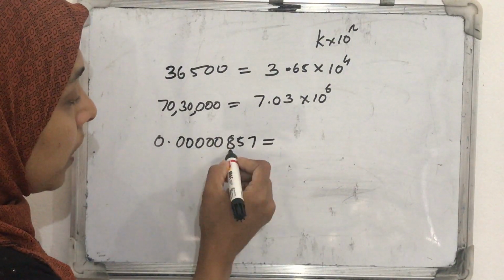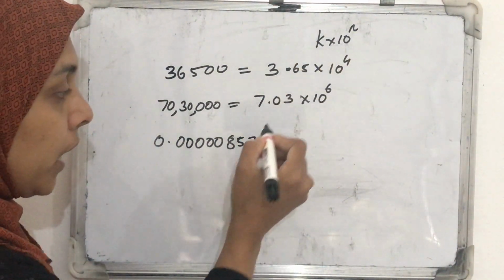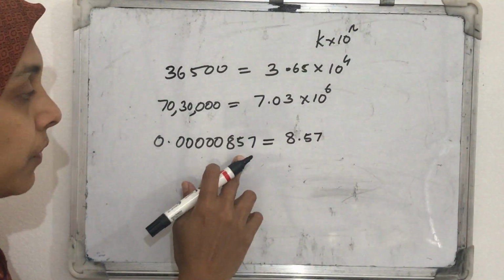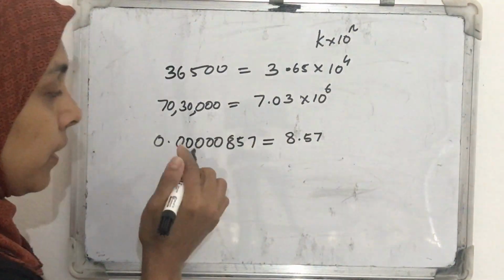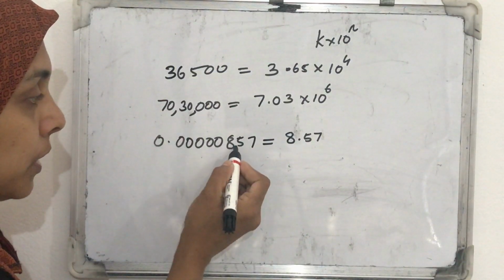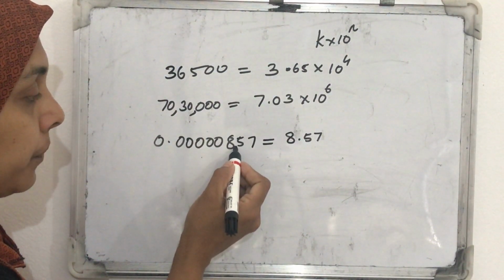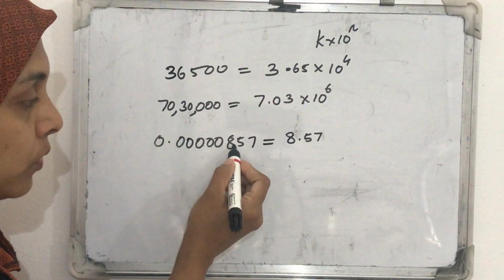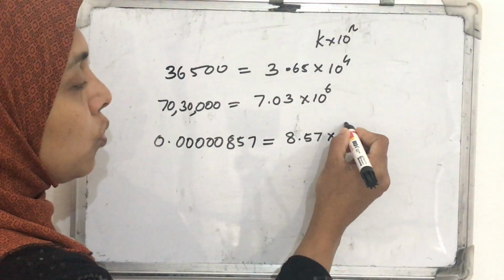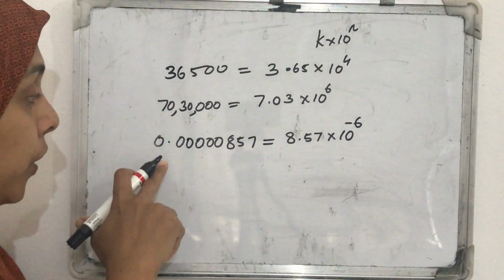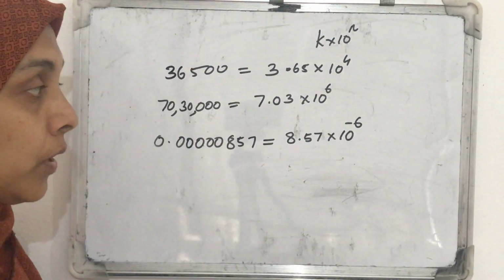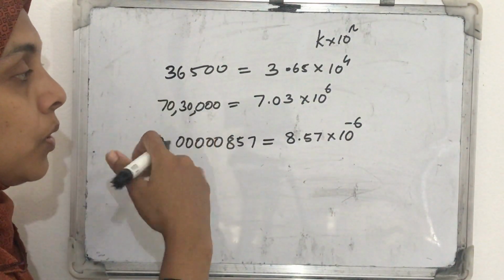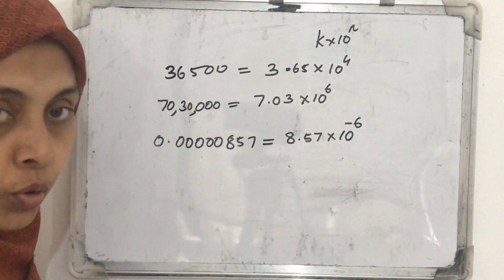Here we write the first form, instead of k we write this 8. Then after the 8 the digits are 5 and 7. So 8.57. We move the decimal place to here. So what will be the power? Count how many places we moved: 1, 2, 3, 4, 5, 6. So it will be 10 raised to minus 6. Okay, if we convert a smaller number into scientific notation, the power will be negative. If you convert a larger number into scientific notation, the power should be positive.